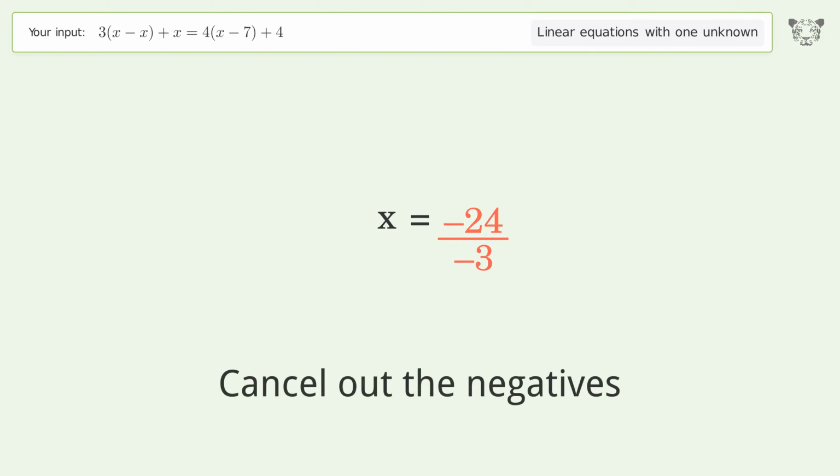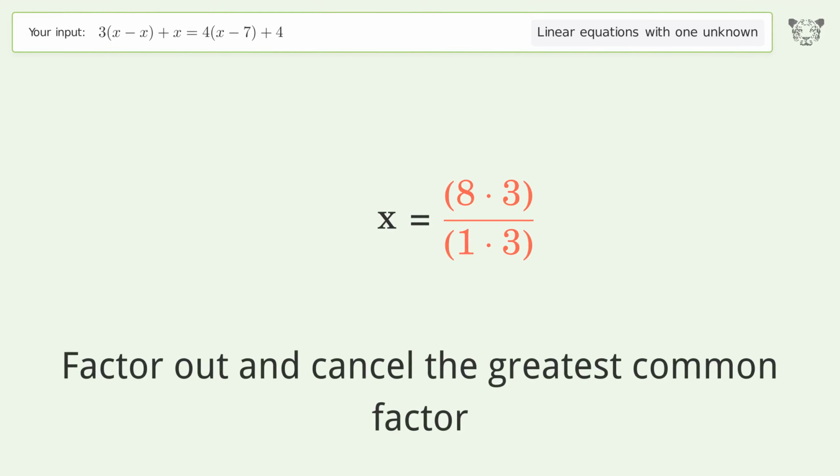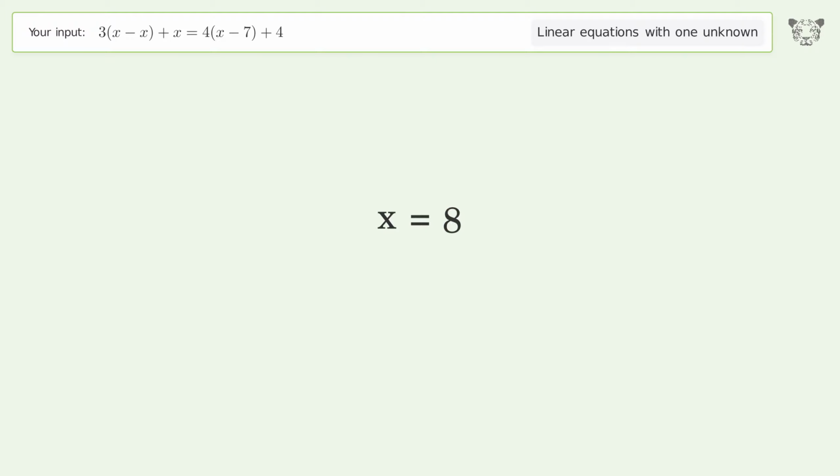Cancel out the negatives. Find the greatest common factor of the numerator and denominator. Factor out and cancel the greatest common factor. And so the final result is x equals 8.